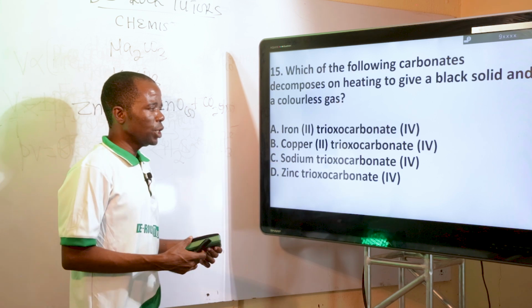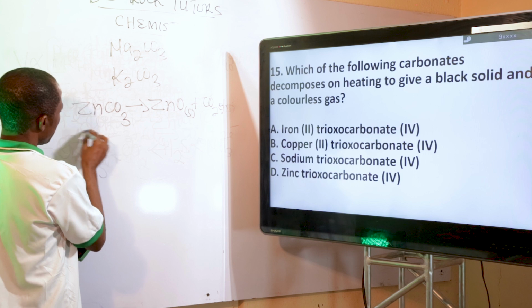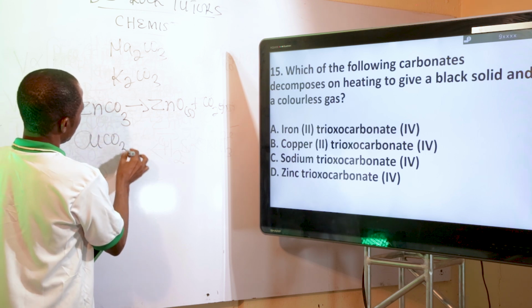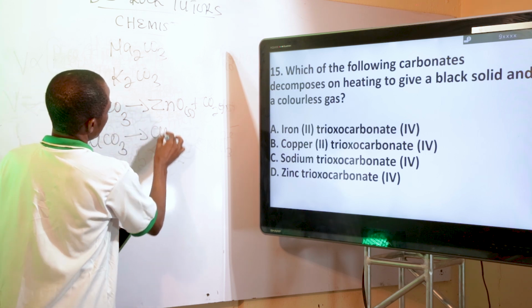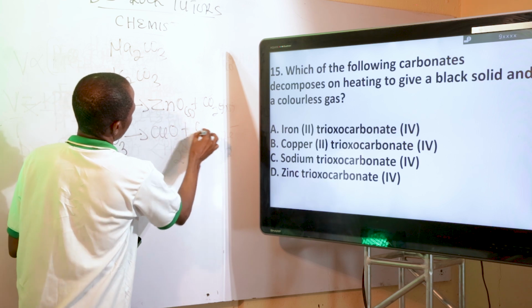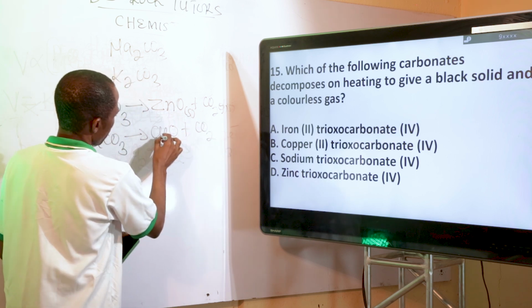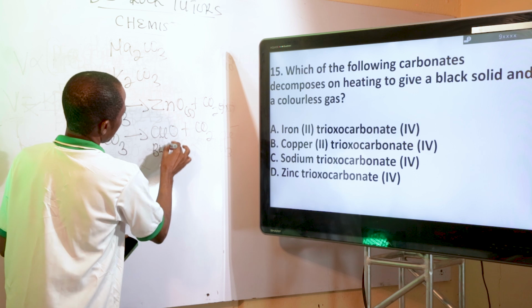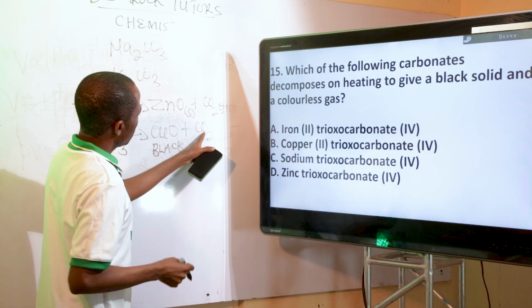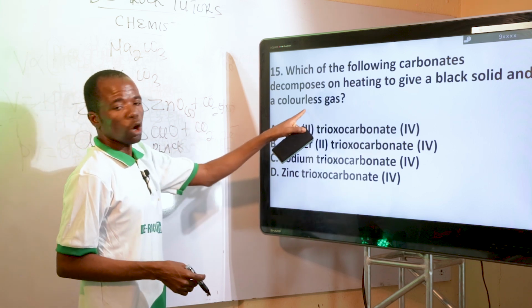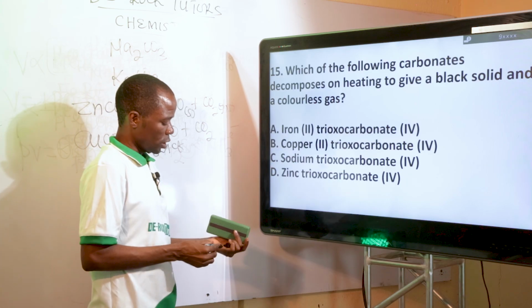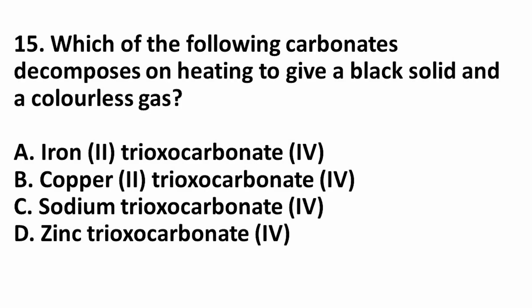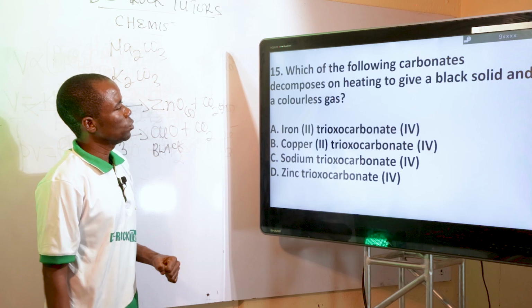The correct answer here is copper, because when copper 2 carbonate, CuCO3, is heated, it will give copper 2 oxide and then carbon 4 oxide. Copper 2 oxide is black in color, and we know that carbon 4 oxide is a colorless gas. So the correct answer for this question is definitely option B. Let's go to number 16.